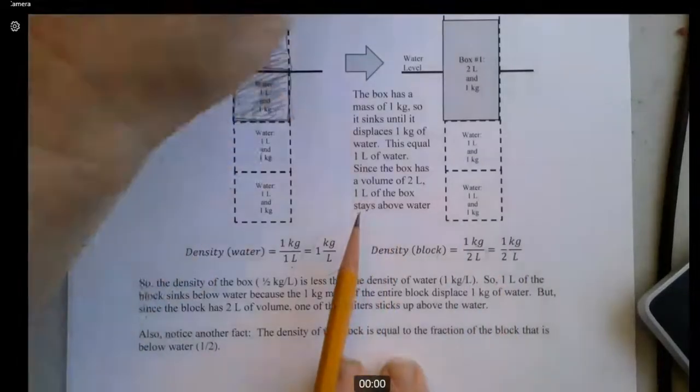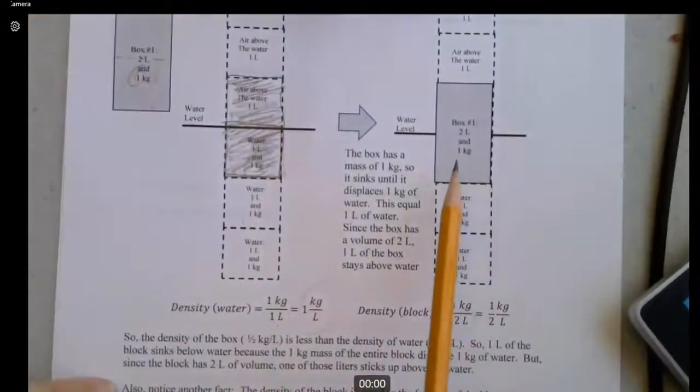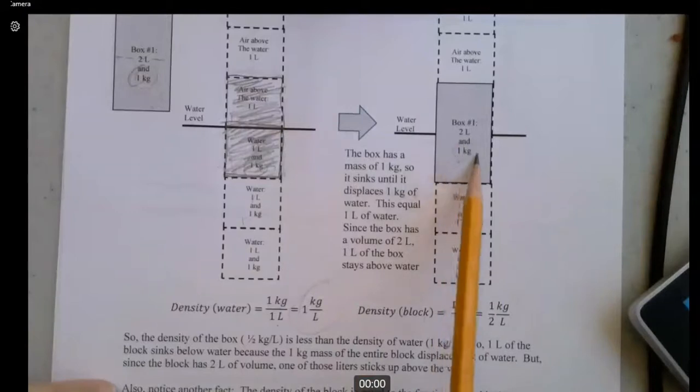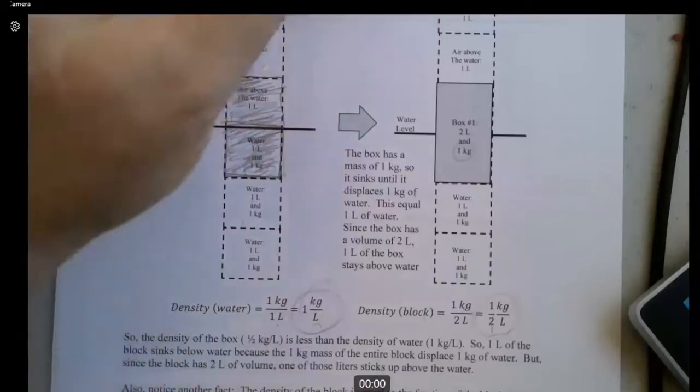So you saw how this obeys Archimedes' rule in that the box displaces a mass of water equal to its own mass. Now you're seeing how it obeys the density rule. The density of water is 1. The density of the block is 1/2. So since the density of the block is less than the density of water, it will float. Okay, so let's read that.